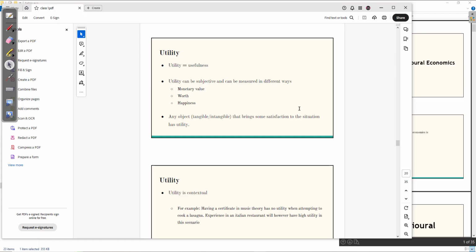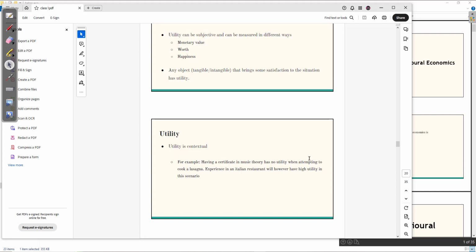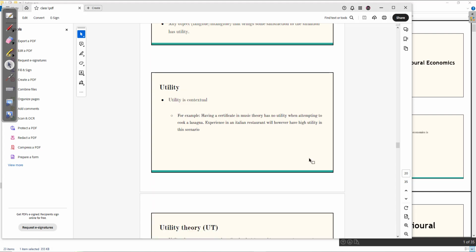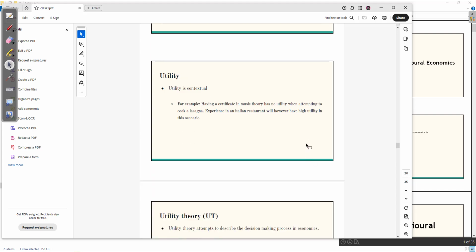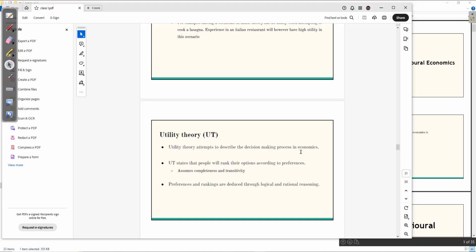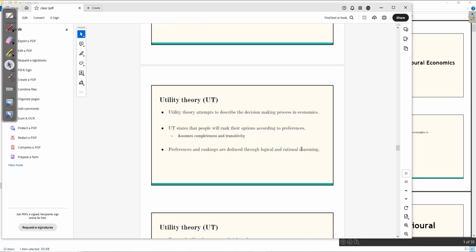So any object that brings some satisfaction to the situation has a utility. Now, obviously, it is a contextual thing. For example, having a certificate in music theory has no utility when you're attempting to cook something. So the utility of that certificate is a subjective thing.